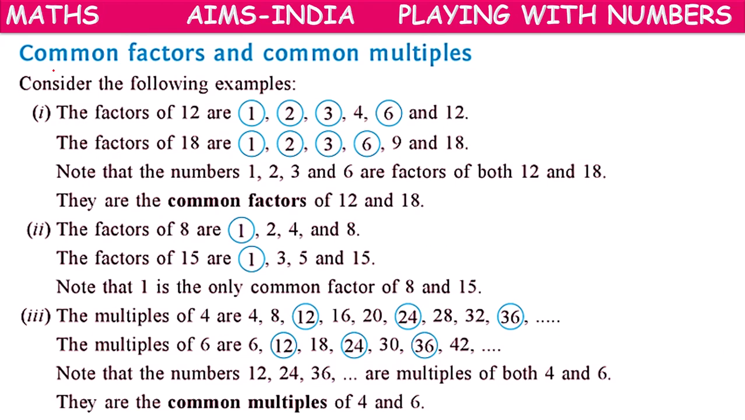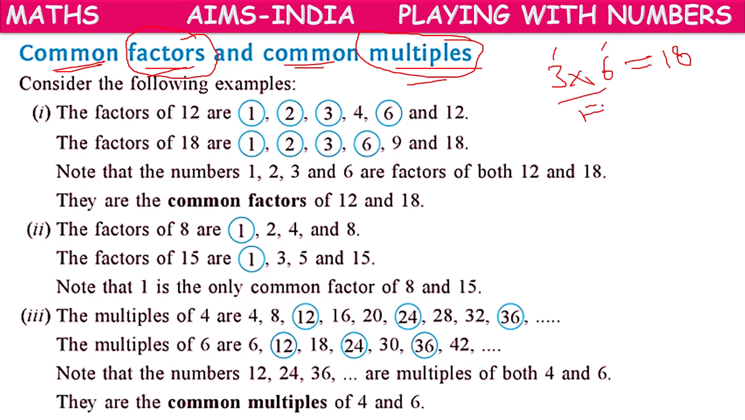So our today's concept is common factors and common multiples. Already in our previous video, we have learned about factors and multiples, children. Suppose we have 3 into 6 equal to 18. Here 3 and 6, these two are called factors and this is the product. This product can also be called a multiple. It's a multiple of 3. It's a multiple of 6.